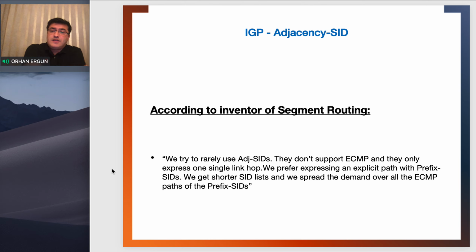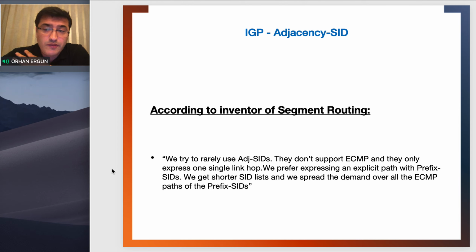By the way, for the agency seeds, even the inventor of the protocol makes it clear, basically what he says is, we try to rarely use agency seeds. They don't support ECMP, correct? You don't want to use ECMP here. You want to force the traffic over the specific path you want, and they only express one single link hop. We prefer expressing an explicit path with prefix seeds. We get shorter seed lists with that, so label stack depth is not as much of a problem with them as with agency seeds.